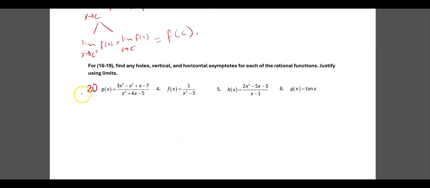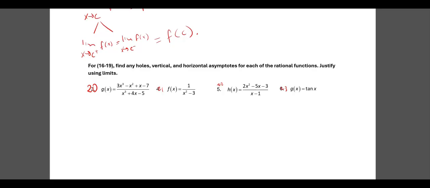This is really numbers 20, 21, 22, 23. Right here, we have to find the asymptotes, the holes, and both asymptotes, and justify using limits. For this first one right here, we're just going to factor everything. Always just factor everything when in doubt.